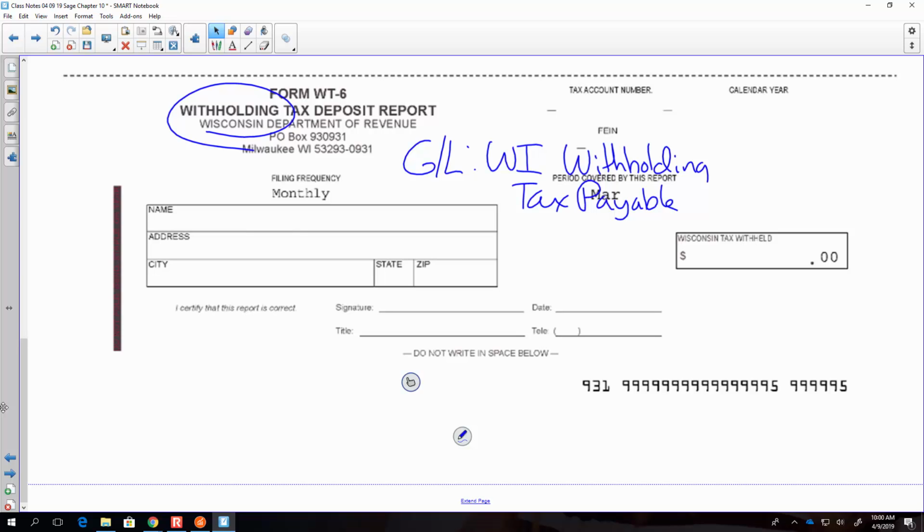So is there an expense with this to the company? Is there another GL account that I have to worry about? No expense. I'm simply collecting the money off the employee's paycheck. I'm holding it, hence the name withholding. And then what do I have to do? Pay it. If I'm an employer and I withhold it and I don't pay it to the state, am I in trouble? Big time. You don't mess with this one.